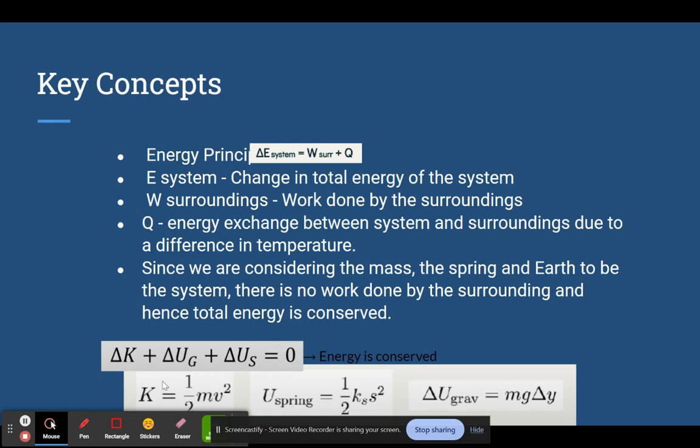So kinetic energy is 1/2 mv squared. Spring potential energy is 1/2 the spring constant times the stretch of the spring squared. And then the change of gravitational potential energy is mg delta y.